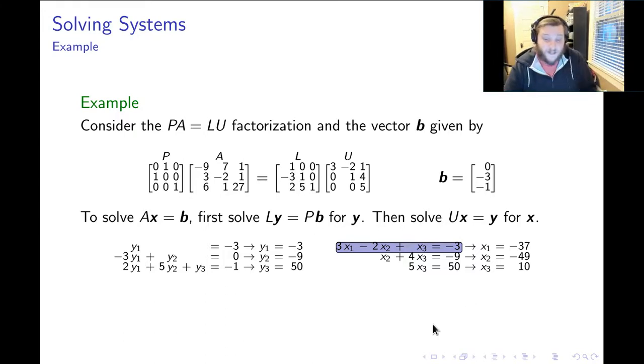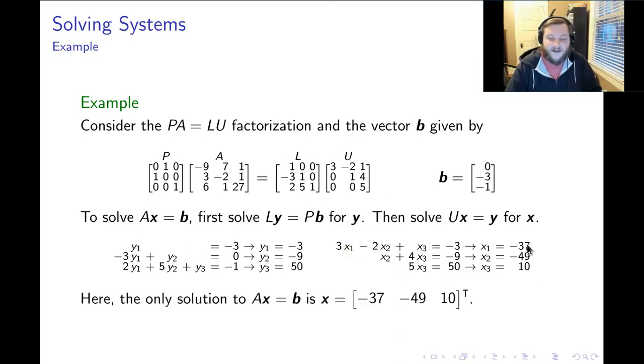So when all is said and done, I've managed to use these two easy systems to solve the original hard system involving the coefficient matrix A. The punchline is that the vector X that solves AX equals B is the vector negative 37, negative 49, 10.